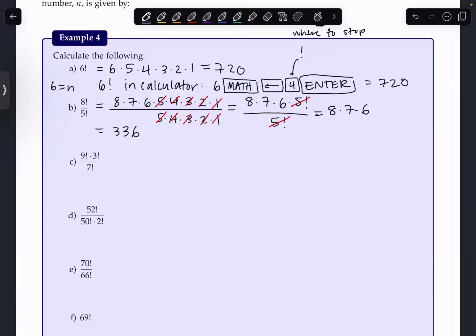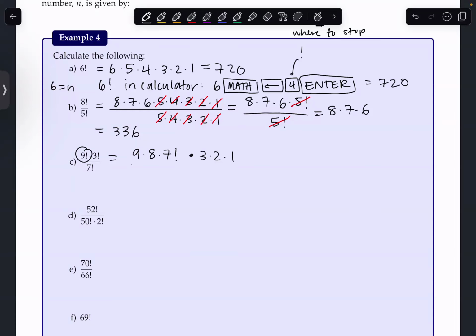And this one looks a little bit different because I have multiple products showing up. But I noticed that up top and on the bottom, I have a 9 factorial and a 7 factorial. And I'll see in my 9 factorial, a 7 factorial will show up. So this is the one that I'm going to manipulate. I'll have 9 times 8 times 7 factorial. This is just taking care of the 9 factorial here. Times, and I'm just going to write out the 3 factorial, 3 times 2 times 1.